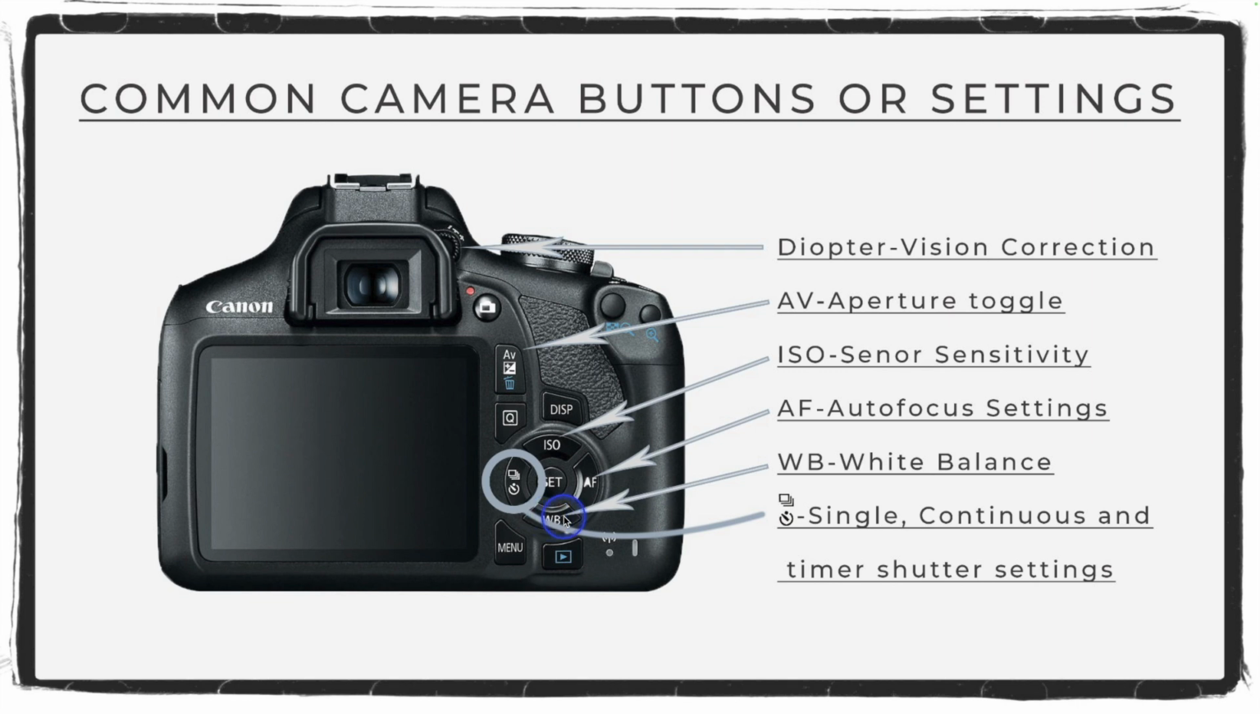Next, WB, not for Warner Brothers. This is for white balance. This is going to allow you to change the white balance in your camera. And we're going to look more at white balance in just a little bit.